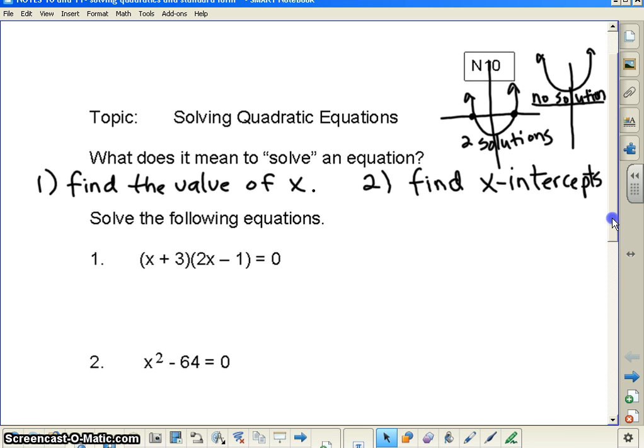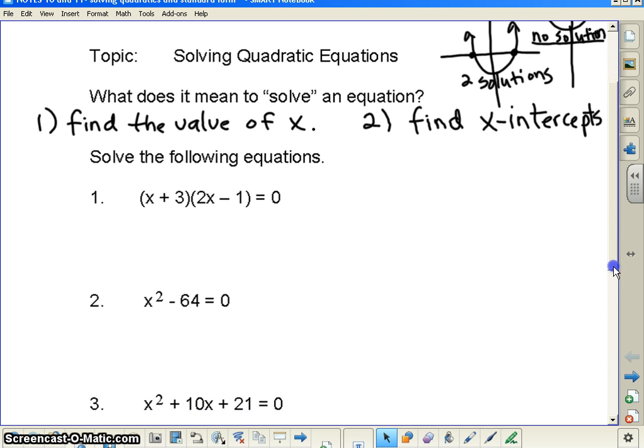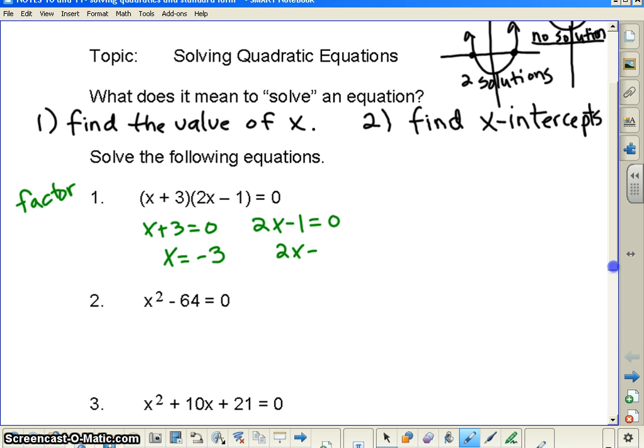And the way you get to those solutions is what we've been doing, which is either factor, complete the square, or quadratic formula. Factoring is always going to be the easiest. Let's do that here. As you can see on number 1, it's already factored. So set your factors equal to 0. x equals -3, or 2x minus 1 equals 0, 2x equals 1, x equals 1/2.